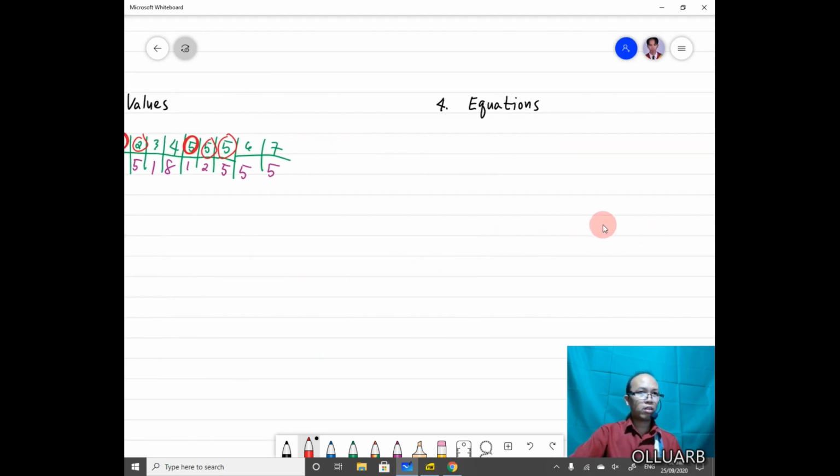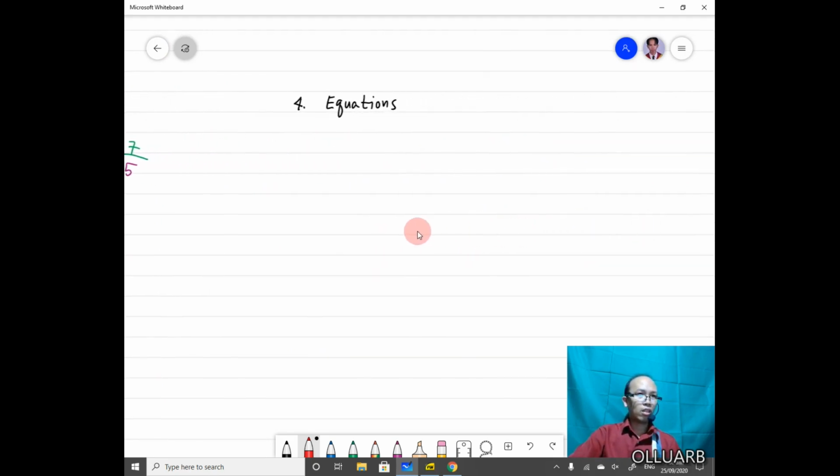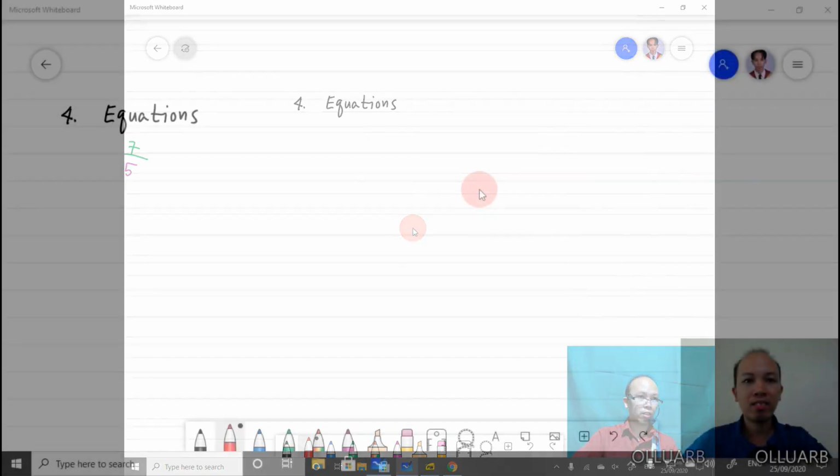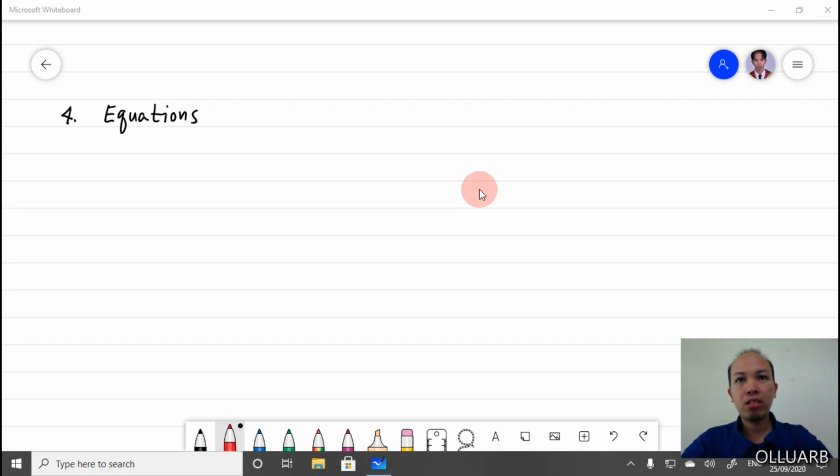Okay, for this last visualization on how to describe a function or relation, this is using equations. Before I describe or visualize functions and relations through the use of equations, let me go back to the ordered pairs topic. I want to write the definition of relation and explain to you how it works.